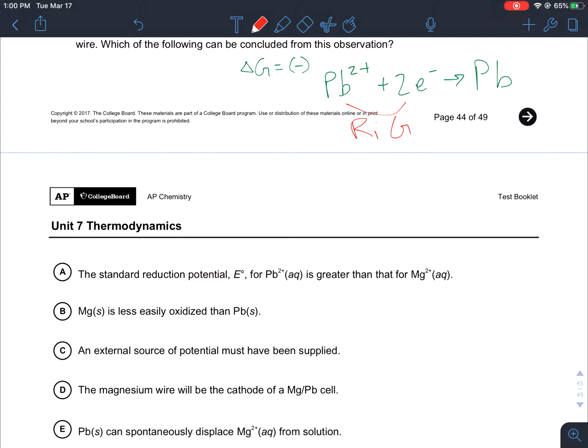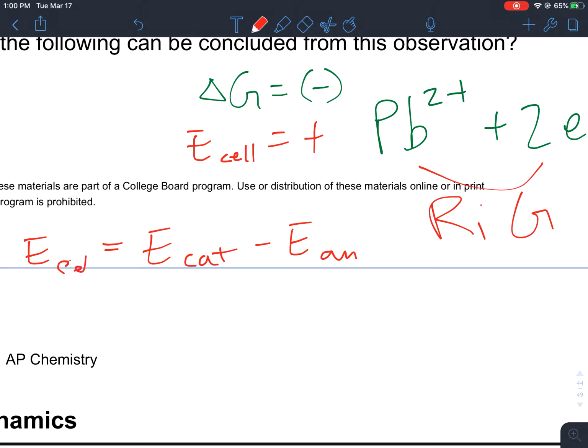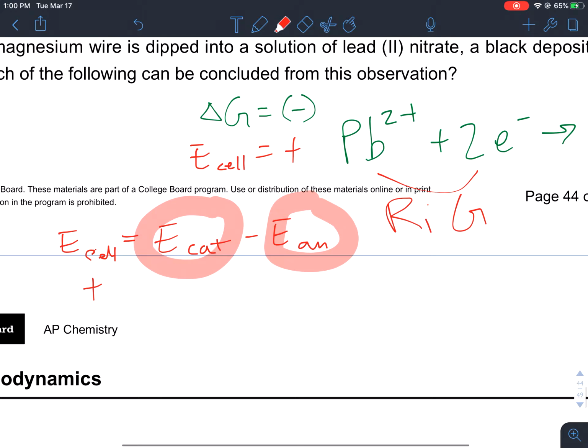Oh, I get it. So if your delta G is negative, we've established this, your E cell must be positive. So your E cathode minus your E anode, if your E cell must be positive, then your E cathode has to be greater than the E anode. If not, then you're going to end up with a negative number. So who's our cathode? Our cathode happens at the place where it is being reduced, red cat.